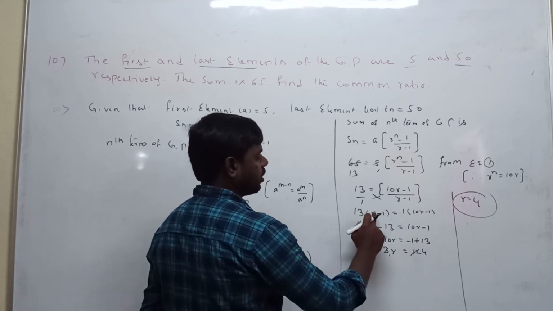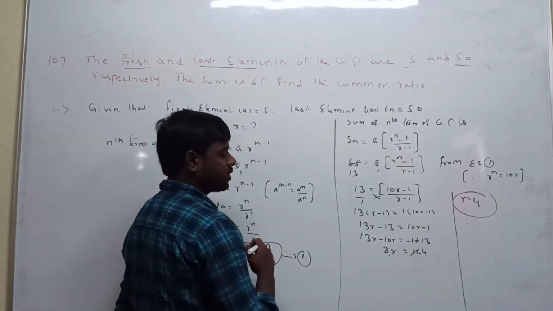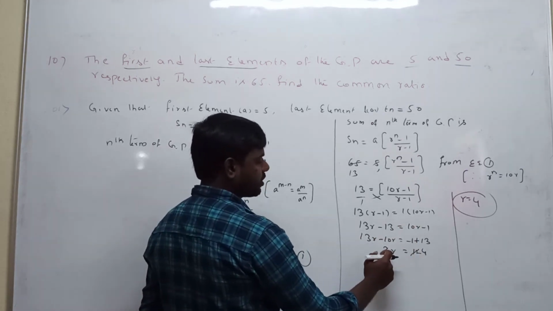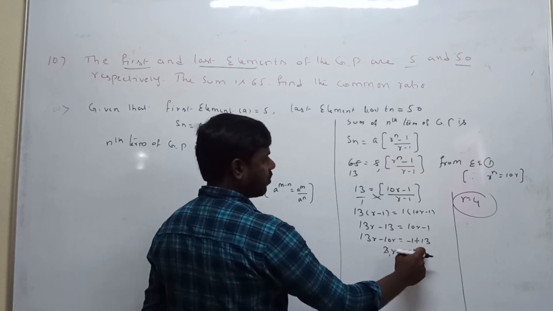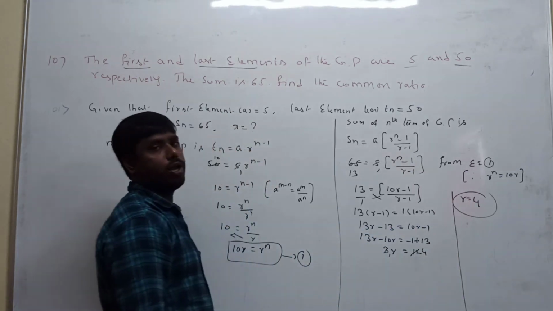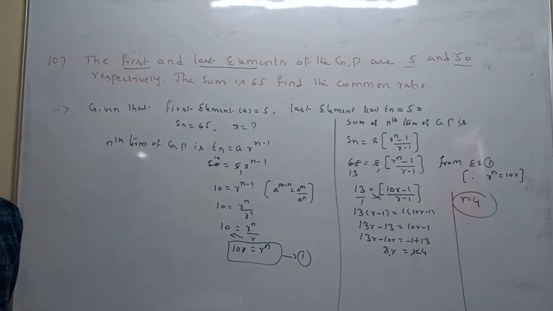Multiplying, 13r minus 13 is equal to 10r minus 1. Taking the terms to one side, 13r minus 10r value is 3r, and minus 1 plus 13 value is 12. 3 fours are 12. So r is equal to 4. Finally we got the common ratio value: r is equal to 4.